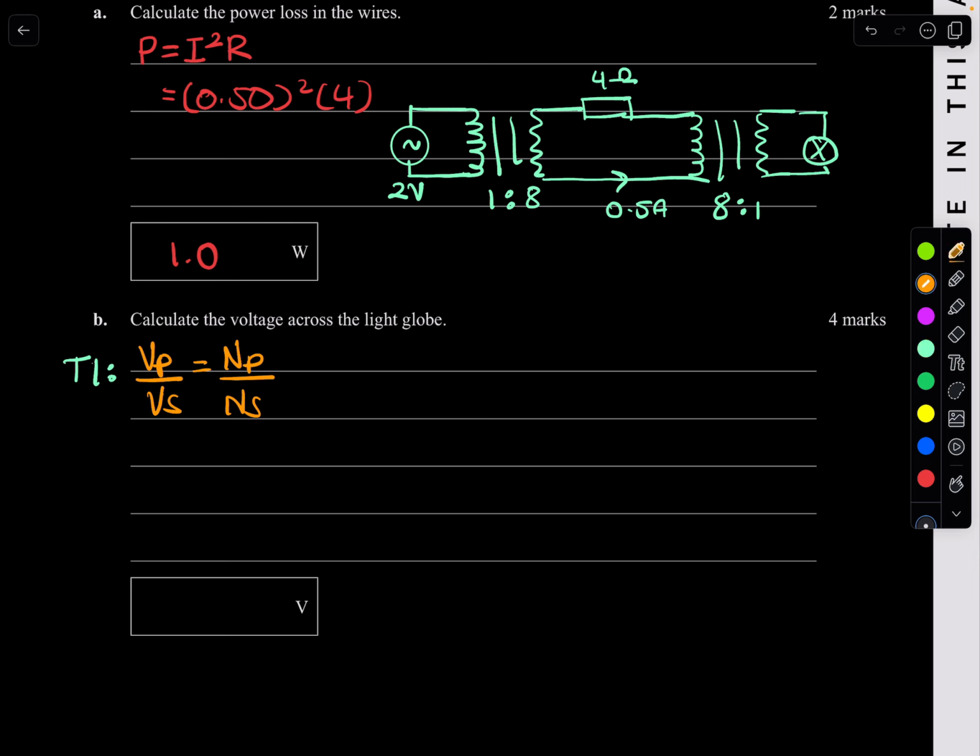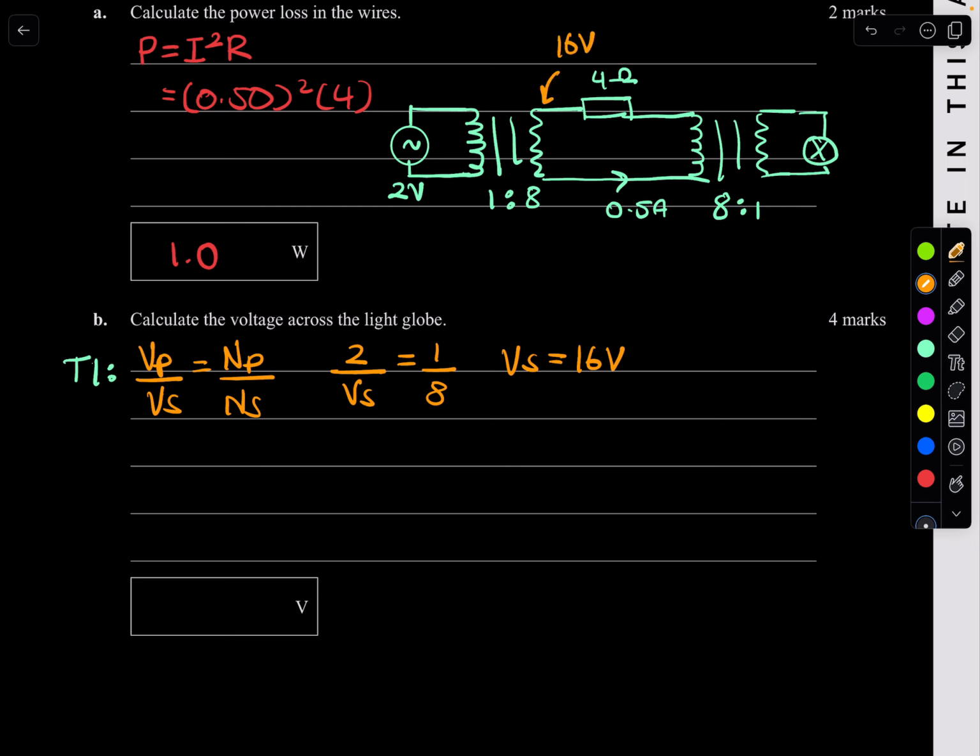And so putting all this together, what's your primary voltage? It's 2. We want to find our secondary voltage, and it's a 1:8 ratio. So your voltage S is 16, actually, 16 volts. So what will come out over here is 16 volts.